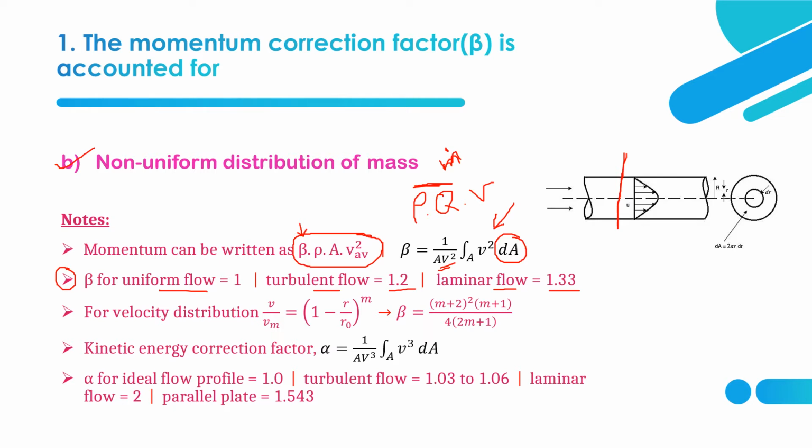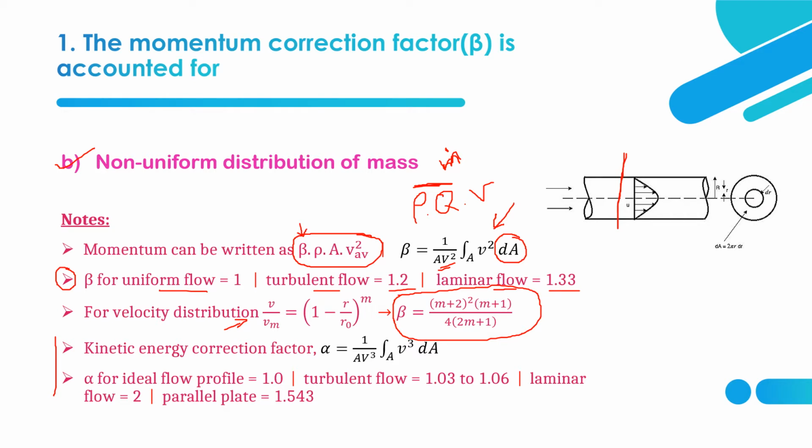For the general velocity distribution given by this relation, v by vm, where vm is the mean velocity, equals 1 minus r by r naught to the power 1 by m. For this general distribution, beta is found using the formula: m plus 2 the whole square into m plus 1, divided by 4 into 2m plus 1. This is the general condition for a general velocity distribution equation like this. And that is all about the momentum correction factor.